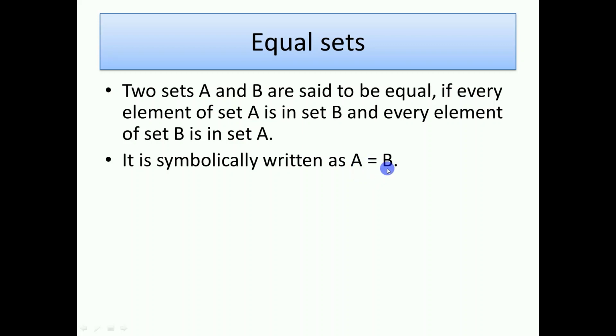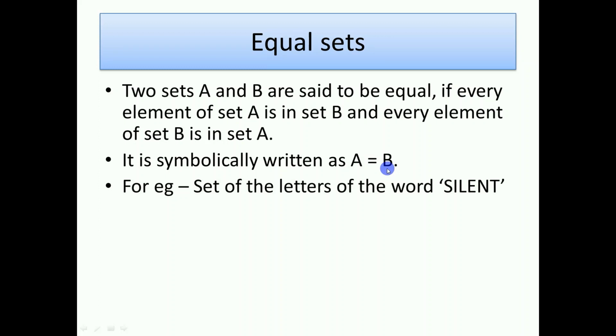Now for example, you have to make a set of the letters of the word silent. According to this, we can write the set as S, I, L, E, N, T. We have written all the letters of the word silent. Also you notice that there is no letter in this word which is repeated. So you should not repeat any letters present in the word. So this is the set A.